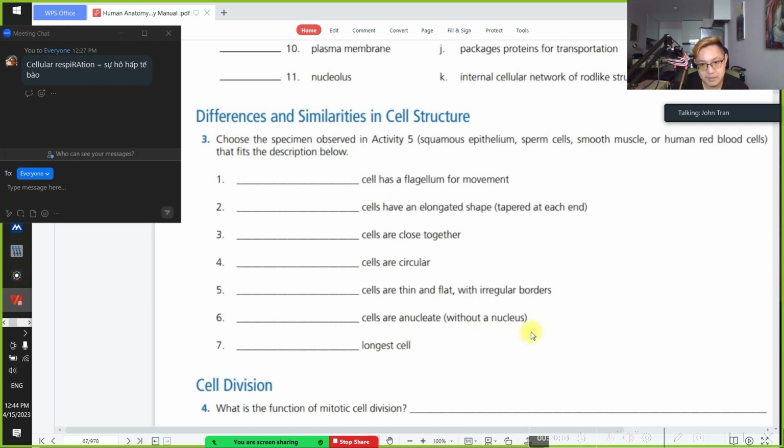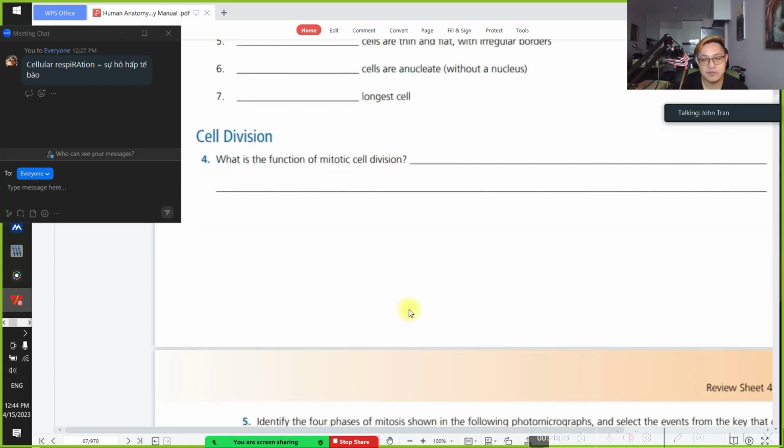Okay, so which cells are anucleate? So without nucleus, tế bào nào không có cái hạt nhân? Red blood cell. Good, good. Which is the longest cell? Tế bào nào dài nhất? Smooth muscle. Very good. Now cell division. Phân chia tế bào nè. What is the function of mitotic cell division? Chức năng của cái phân chia tế bào mà nguyên phân là gì?